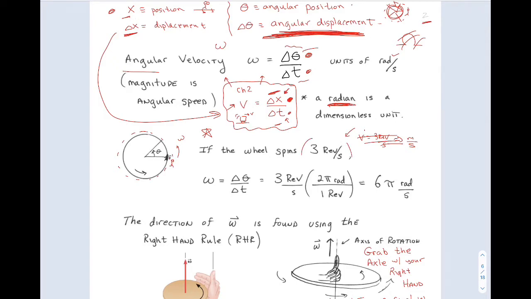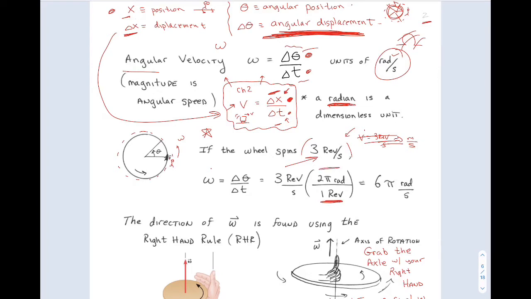So this is called an angular speed. This thing's going around 3 times per second. All right, so omega is your 3 revolutions per second, but it's not in the correct units. It has to be in radians per second.